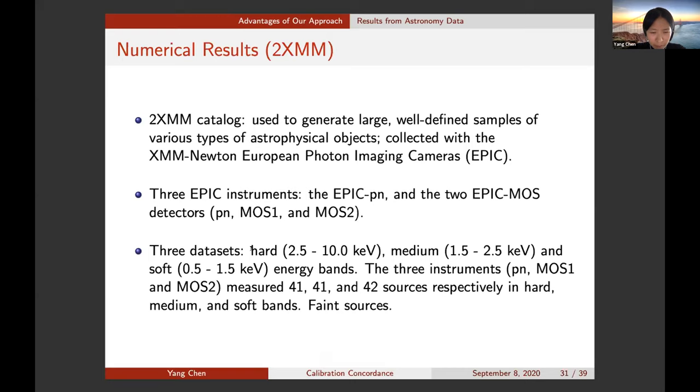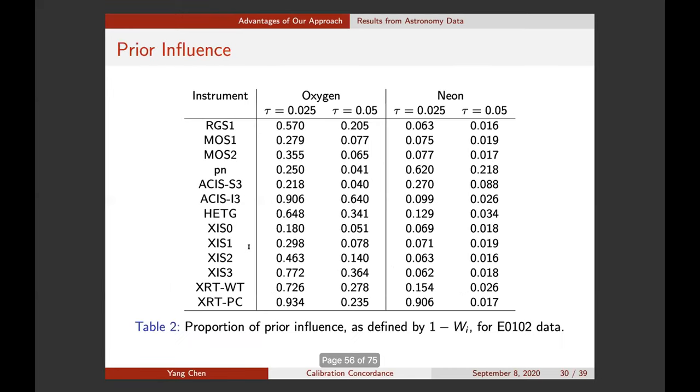Actually, yeah, a quick question about this prior influence. Is there a recommended sweet spot for what people should aim for in terms of prior influence? Like, is 50% good enough, or 25%?